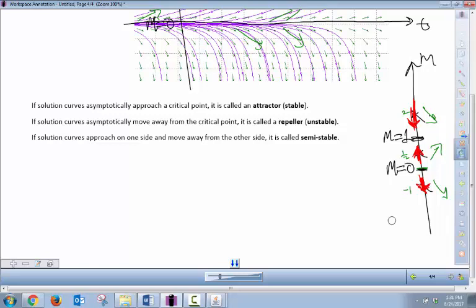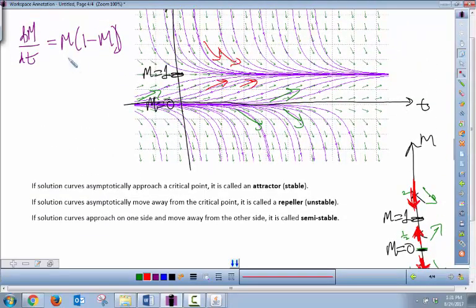How are you evaluating those numbers one more time? We're putting it back into the differential equation, m times 1 minus m. So you took 2 times -1. Yeah. And it's negative, so it's decreasing.